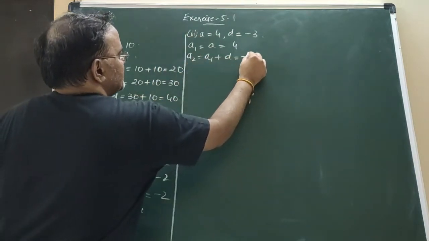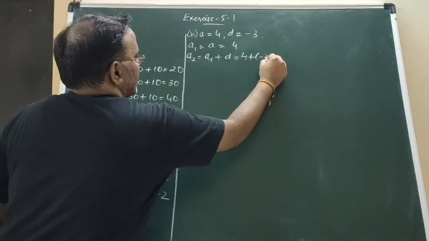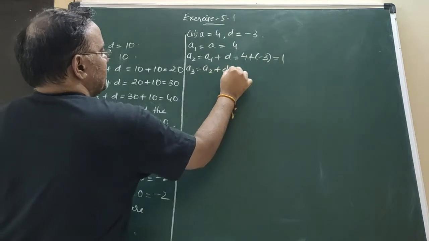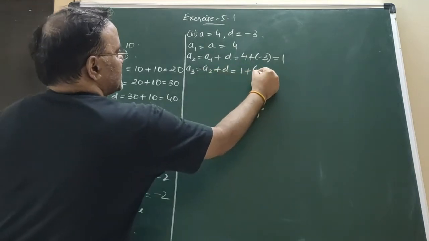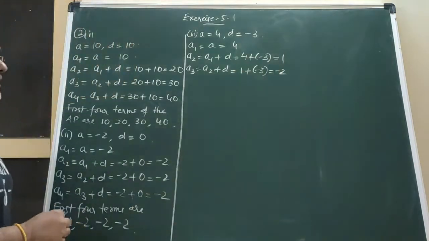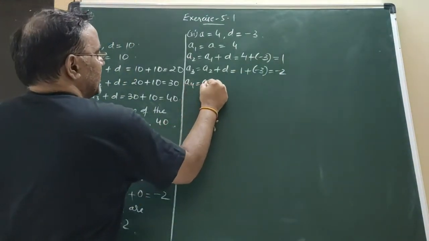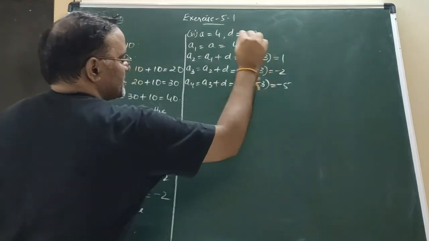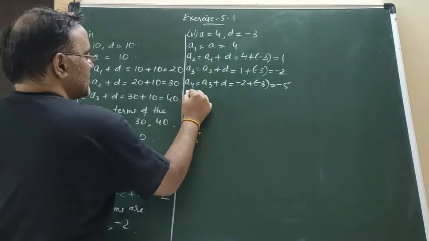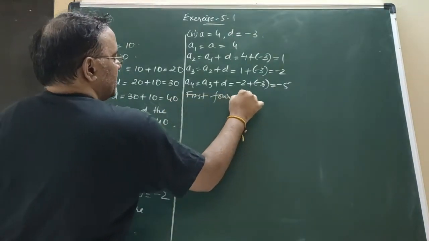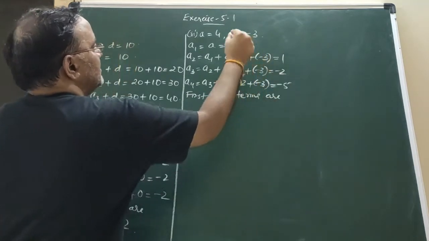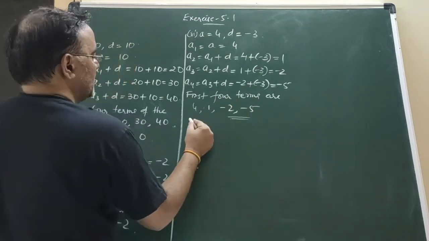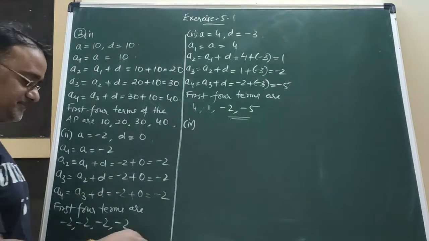A1 plus D, that is 4 plus -3, we are getting 1. A3, A2 plus D, A2 is 1 and the fixed number is -3, so we are getting -2. A4, A3 plus D, A3 is -2 plus -3, that is equals to -5. So first 4 terms are 4, 1, -2, -5. Okay, now let us move towards the fourth bit.